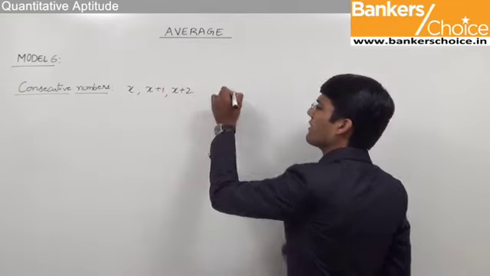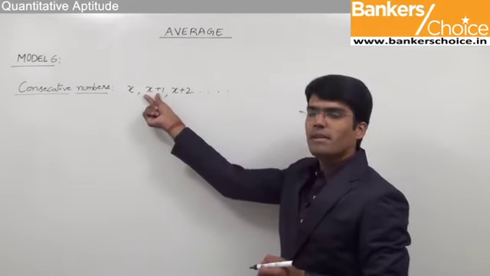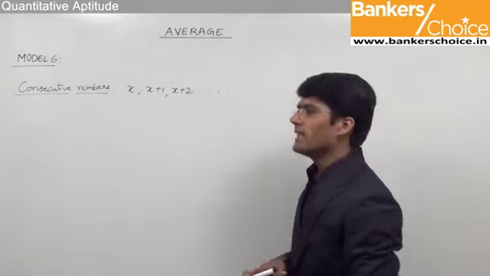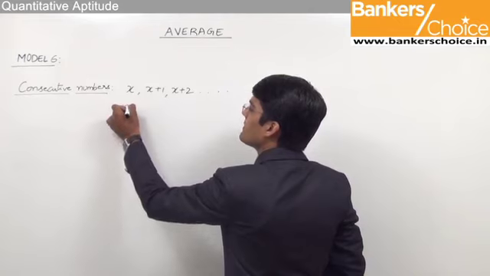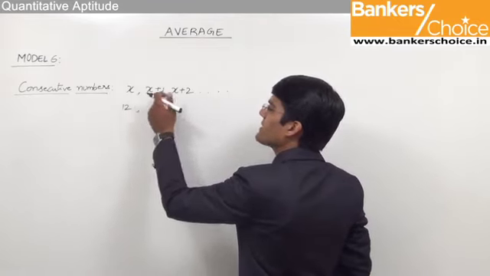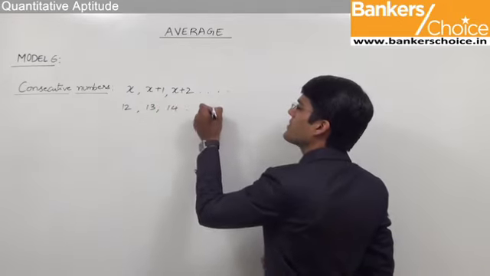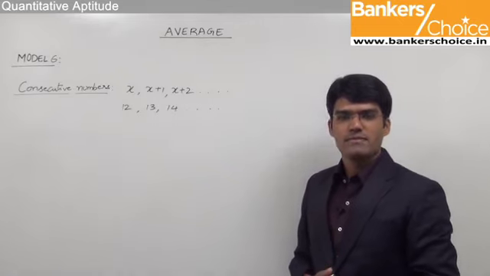These numbers in general can be represented as x, x plus 1, x plus 2 and so on. For example, if the first number is x, then the second consecutive number will be x plus 1, the third one will be x plus 2 and so on. Let's take any value in place of x. Let's say x is equal to 12. So the next number will be 12 plus 1, that is 13, 12 plus 2, 14 and so on. So this is how we get a set of consecutive numbers.